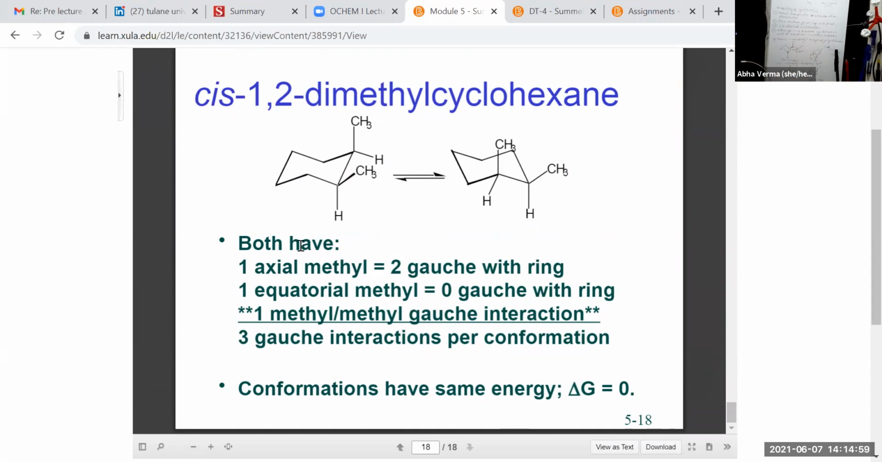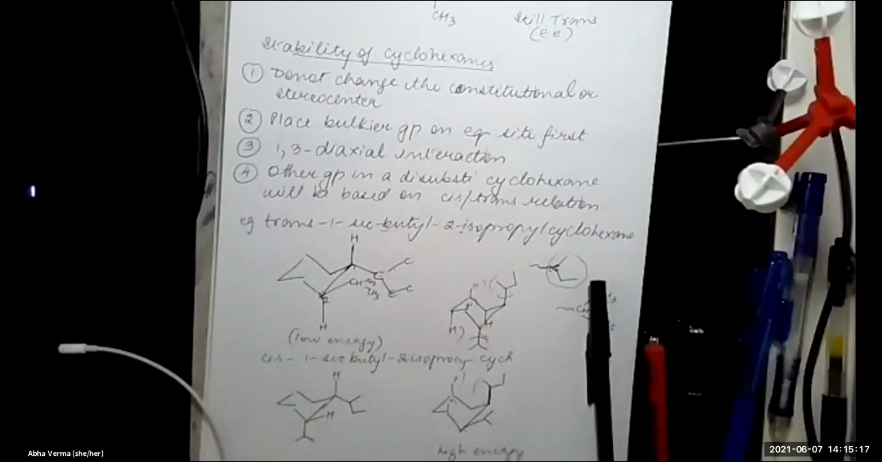Okay, remember the lower energy out of these two, which will be, in this case, both your groups are exactly the same. One is axial, one is equatorial, one is axial, one is equatorial. And so there is no energy difference between these two. Okay. Any questions?